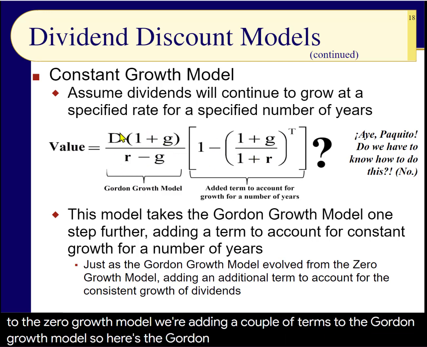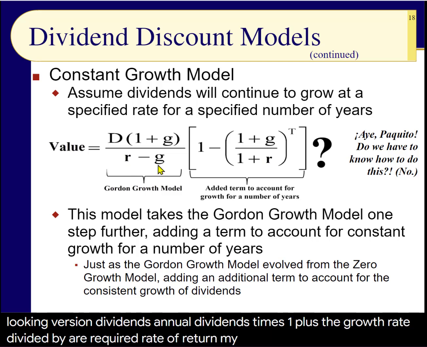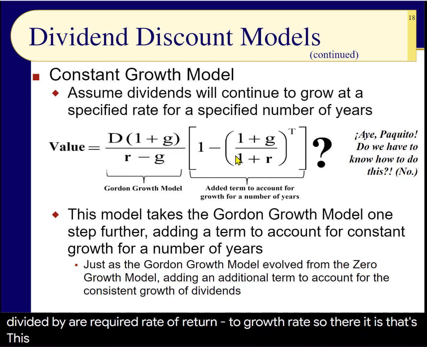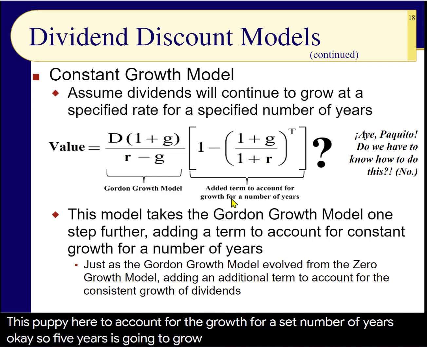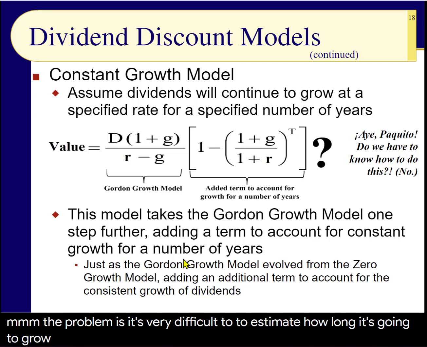So here's the Gordon growth model in its math-looking version: annual dividends times 1 plus the growth rate, divided by our required rate of return minus the growth rate. That's the same thing we just did. But now they added this term here to account for the growth for a set number of years. Okay, so 5 years it's going to grow this fast, or 10 years, or whatever. The problem is it's very difficult to estimate how long it's going to grow. But again, don't worry about it. We're not going to use it.